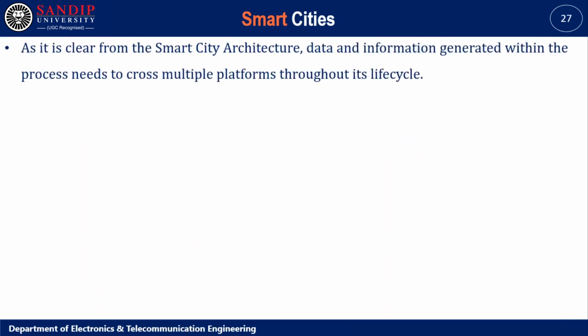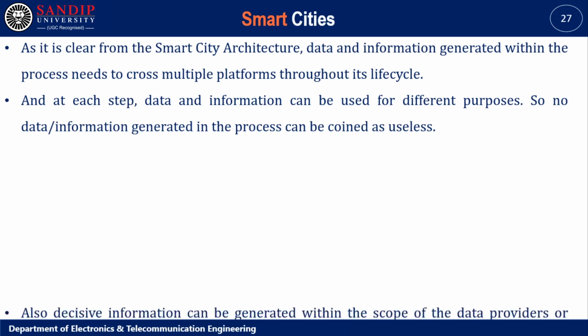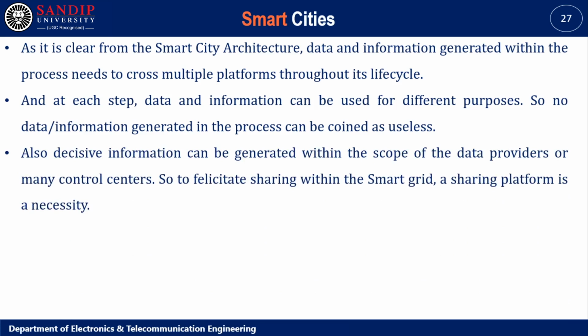As is clear from the smart city architecture, data and information generated within the process need to cross multiple platforms throughout their life cycle. At each step, data and information can be used for different purposes, so no data or information generated in the process can be called useless. Also, decisive information can be generated within the scope of the data providers or many control centers. So, to facilitate sharing within the smart grid, a sharing platform is necessary.